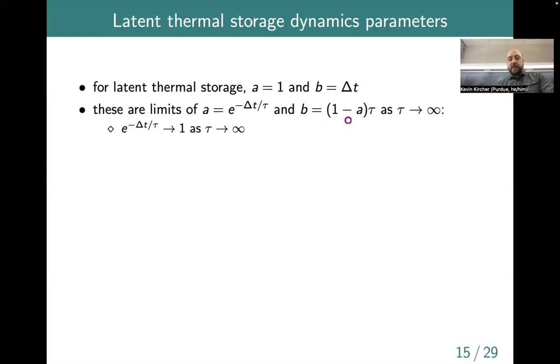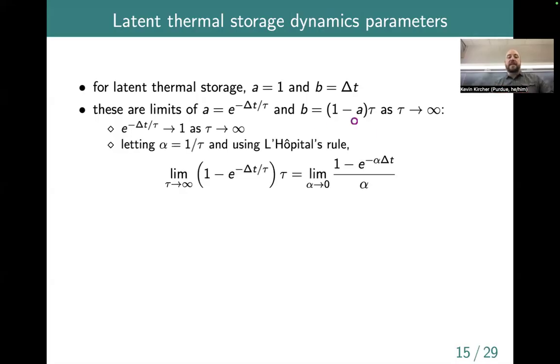The limit for B, however, has A, which has this exponential with a tau in it, and tau. So we have a product of two functions of tau, and we need to be a little bit more careful with understanding that limit. But it's not too hard. So we can define here alpha. This doesn't mean anything in particular. It's just 1 divided by the time constant tau.